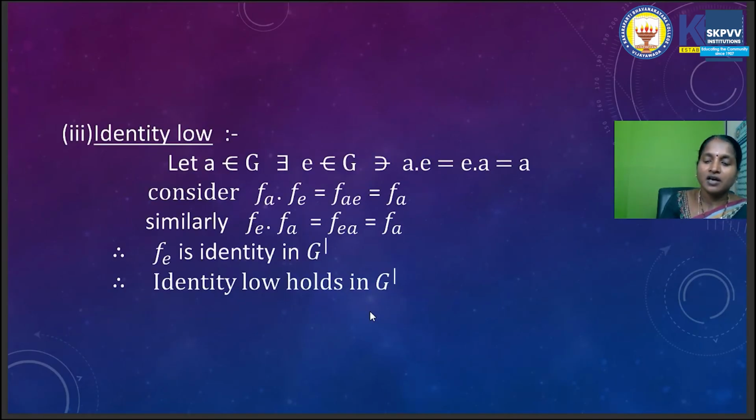Next, we have already proved closure and associative. In the group, the remaining properties to prove are identity and inverse. So the third one is the identity law.